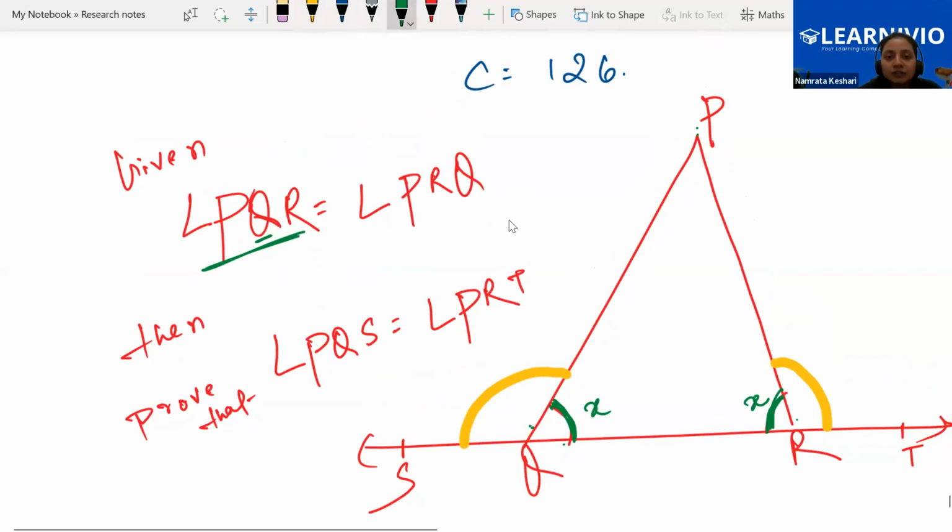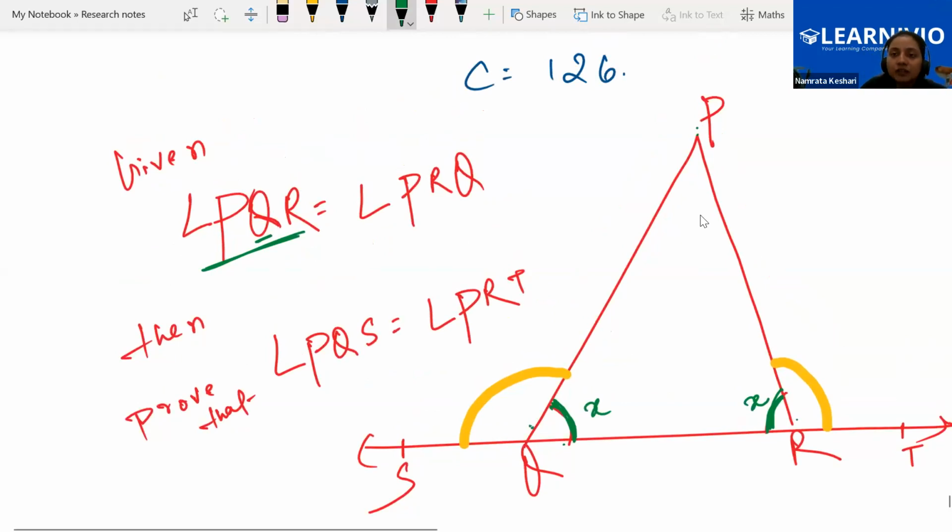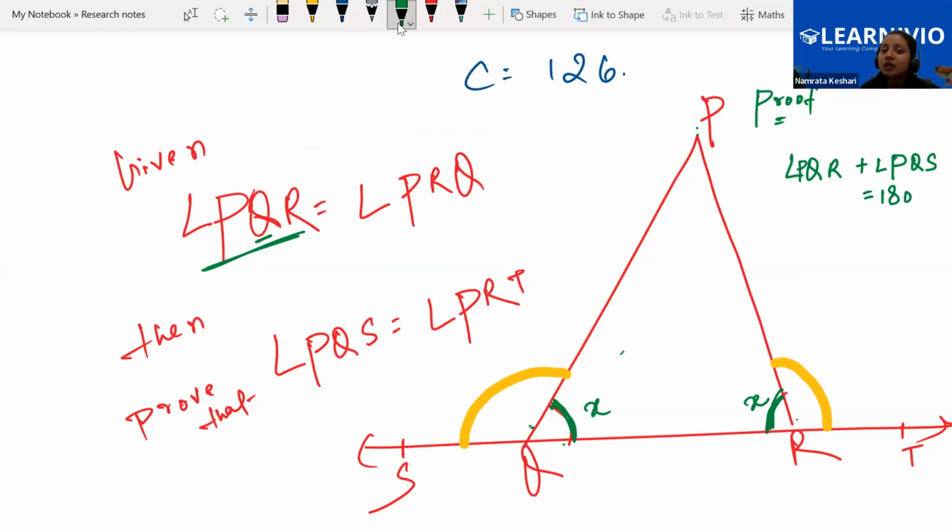So the other one will be, we can focus over here. Here I am writing the solution or proof, whatever you say, proof. The proof says that angle PQR plus angle PQS, the sum will be 180 degrees because these two are a linear pair.